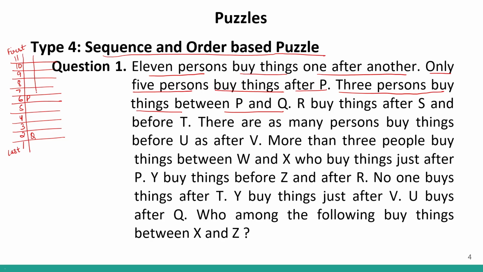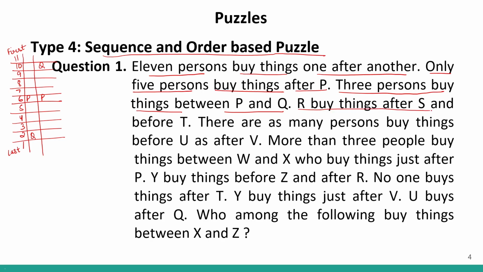This is my first possibility, but now I can have a second possibility also, that 1, 2, 3, I have Q over here. Two possibilities are there, correct? That Q, 3 persons are there between P and Q. So this is possibility 1 and this is possibility 2. Two possibilities we will consider.